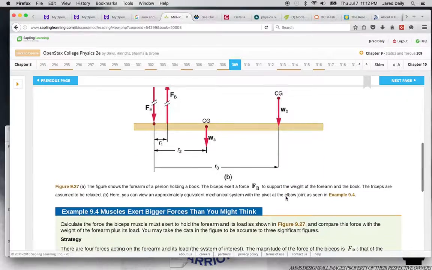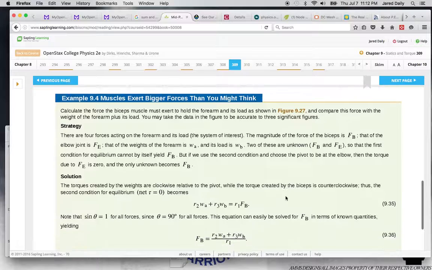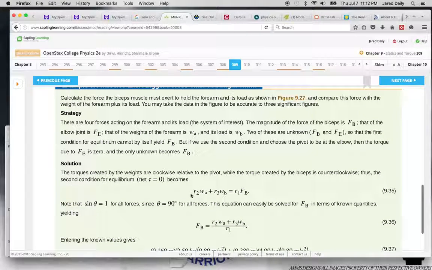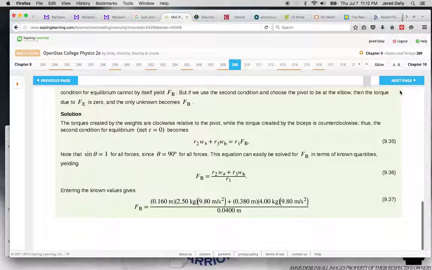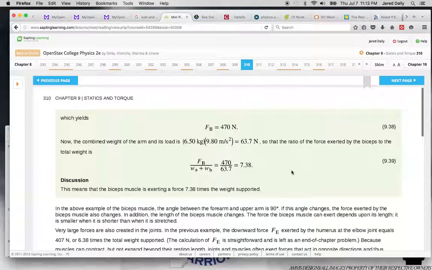You're going to have to build up an equation. If you build up the equations here, here's your torque equation: R2 weight A, R3 weight B, and R1 force of the bicep. So this is the weight of the arm, the weight of the book, and then the force on the bicep. When you solve for the force on the bicep, when you're lifting a book that doesn't weigh very much, it turns out to be a huge number, in the hundreds of pounds, I think.